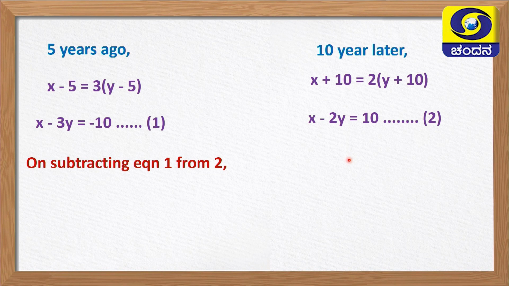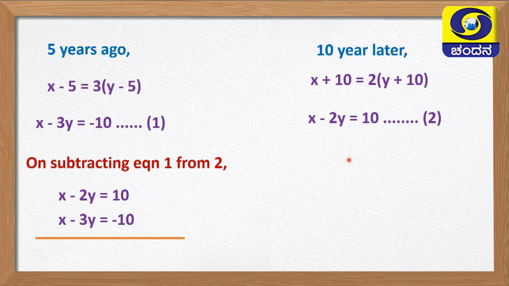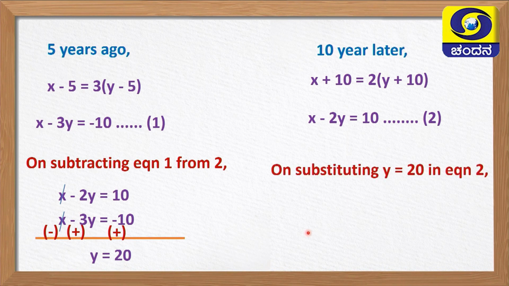Subtract equation number 1 from equation number 2, that is x minus 2y is equal to 10, x minus 3y is equal to minus 10. On subtraction, which means the signs will interchange, minus becomes plus, plus becomes minus, and x cancels. 3y minus 2y, that is y. 10 plus 10, that is 20. So, I got the value of y as 20, children.